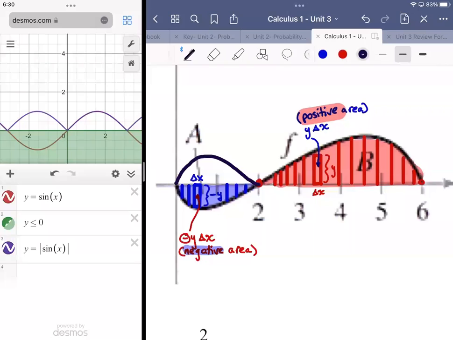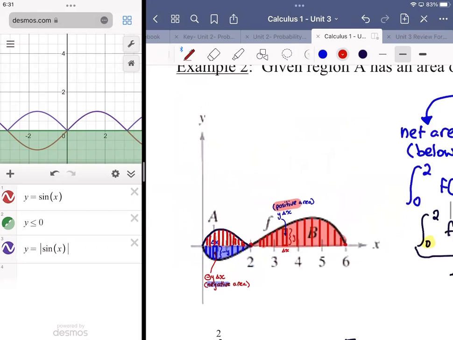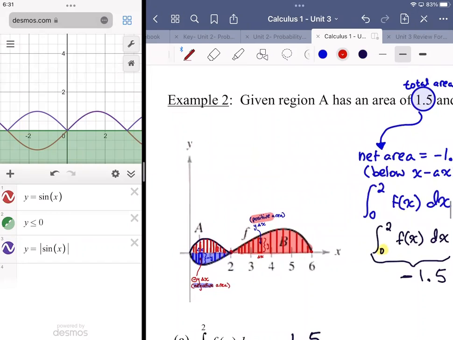Or maybe it's a drawback in my understanding of the apple. We'll see. But anyway, blue becomes red now. And what was a negative area of 1.5 is now a positive area of 1.5. So the net area is now 1.5, right?